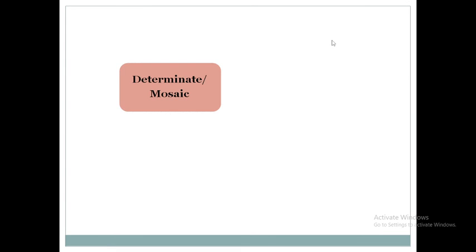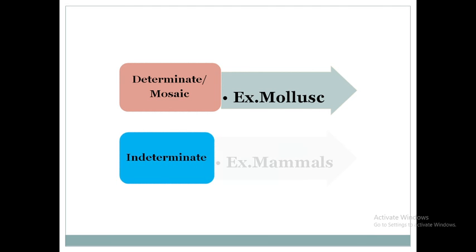And the last one depends upon the determinate or mosaic egg. Determinate means that if we remove any part of the egg, then there will be a problem for the development of the animal. So each and every part has an important function. In the case of an indeterminate egg, if we remove any part, it's okay, no problem. The other part will occupy that region, and the entire development of the mammal will take place. So depending upon the type of development, eggs can be divided into determinate and indeterminate type.